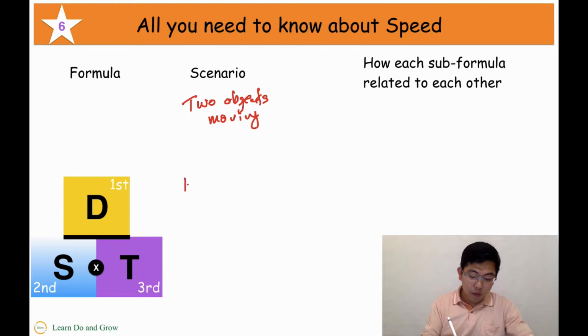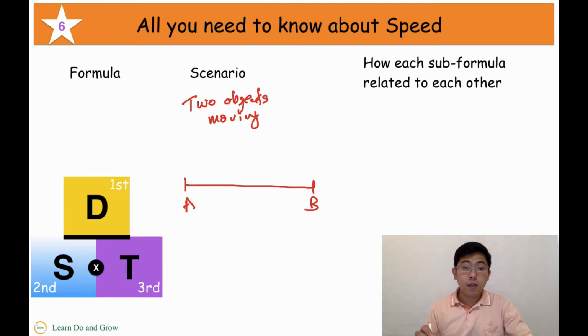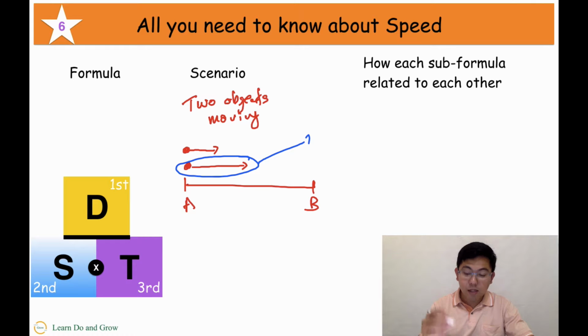So how does it work? Same thing, town A, town B. So we travel. It's either this one starts first and after that another one starts later. Okay, so for this kind of scenario it is the same thing. You have to write, for example, for this one, there must be a specific distance it covers.